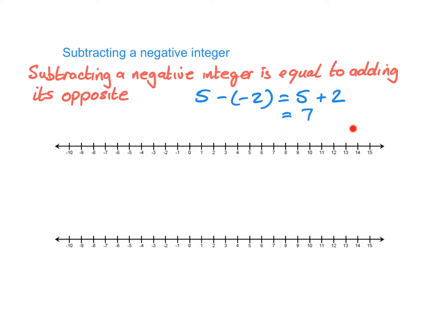And this one should be quite easy to prove on the number line. We've got our number 5, which is over there. We are adding a positive number, therefore we move to the right, and we move twice, therefore our answer is equal to 7.